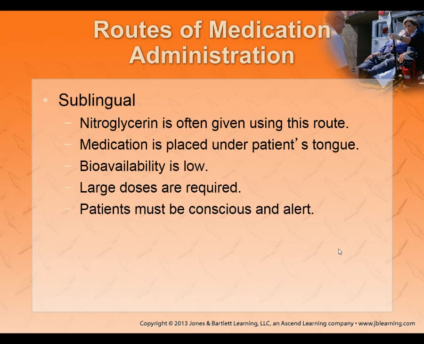Sublingual is when medication is given under the tongue. Most often, the sublingual medication that we give is nitroglycerin. There are other medications, but we put it under the patient's tongue. The bioavailability is a little lower, and so we give a maximum dose. Sublingual nitroglycerin is 0.4 milligrams, and they need to be awake and alert for us to be able to give that so that they don't choke.